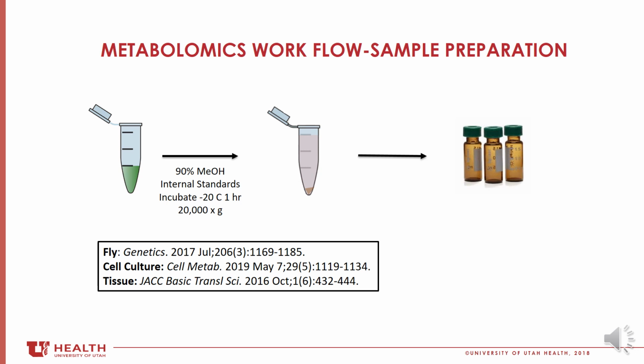If it's a tissue, we'll often use bead mill tubes to break up that tissue, and then use centrifugation to remove the tissue and pellet it. And then once we have the pellet, we take the supernatant and put it in autosampler vials. We also have a number of publications where you can find the details for these extraction methods shown here.